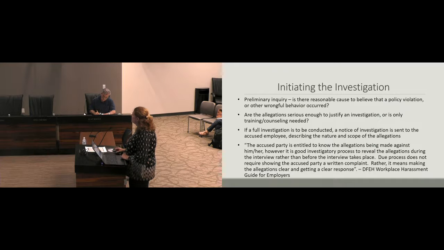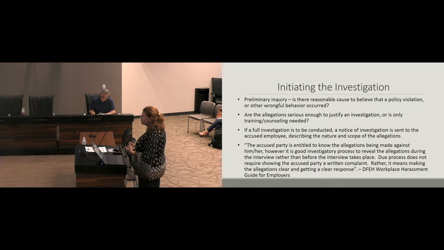So we initiate the investigation. We do a preliminary inquiry. Is there reasonable cause to believe that a policy violation or other wrongful behavior occurred? So we ask again that people exercise some common sense, some good judgment.